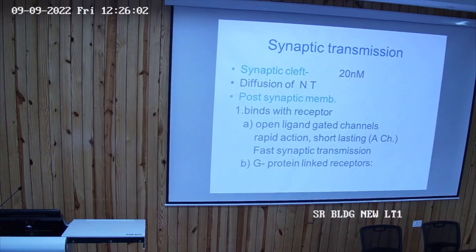Acetylcholine is a ligand, adrenaline is a ligand, noradrenaline is a ligand. They are released there and they are uniting with the receptor present on the postsynaptic membrane. So these receptors which are binding, they are channels present there which we call the ligand gated channels.